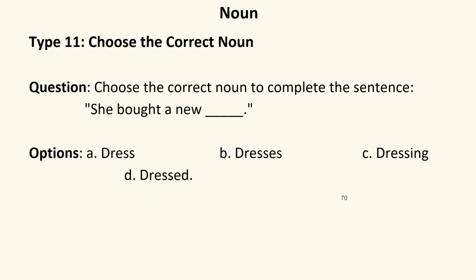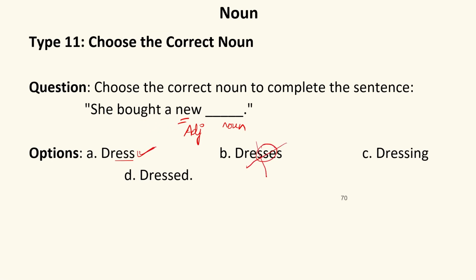Choose the correct noun to complete the sentence. She bought a new. Now, new is an adjective, and an adjective qualifies a noun. It means the word which we need over here should be a noun. Now, if we use the word dress, it is correct because this is a noun.